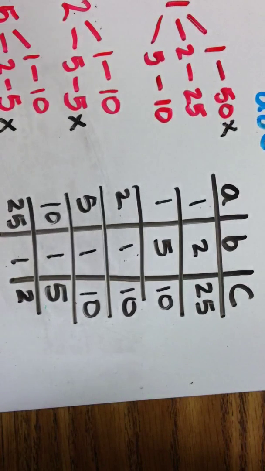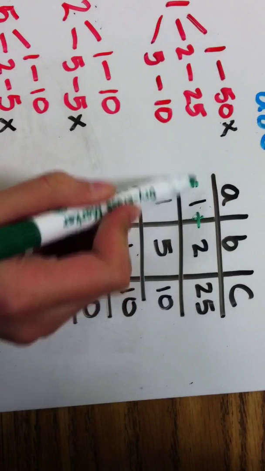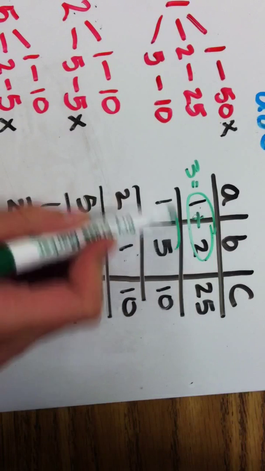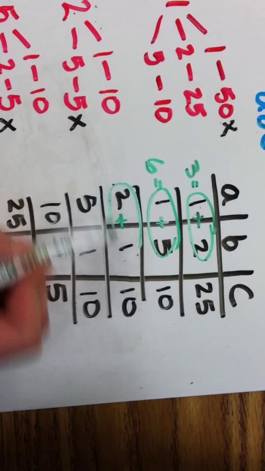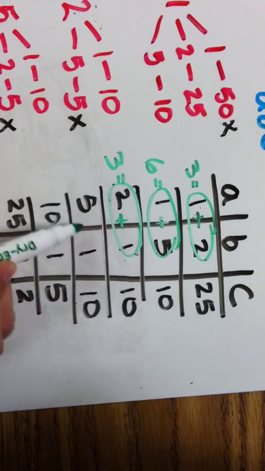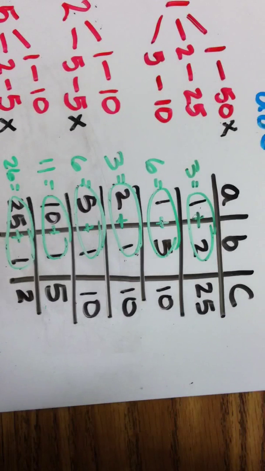The question is asking us, what could a plus b equal? So let's just add a and b. 2 plus 1 will give us 3. 5 plus 1 will give us 6. 1 plus 2 will give us 3. 1 plus 5 can give us 6. 10 plus 1 can give us 11. And 25 plus 1 can give us 26. So those are the possible values of a plus b that we found.